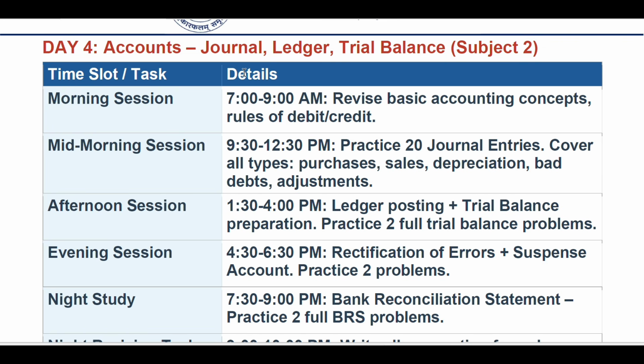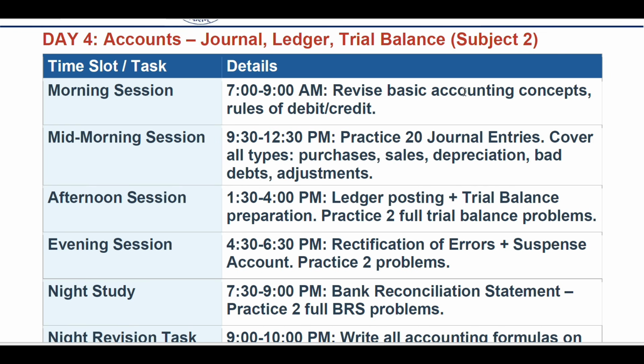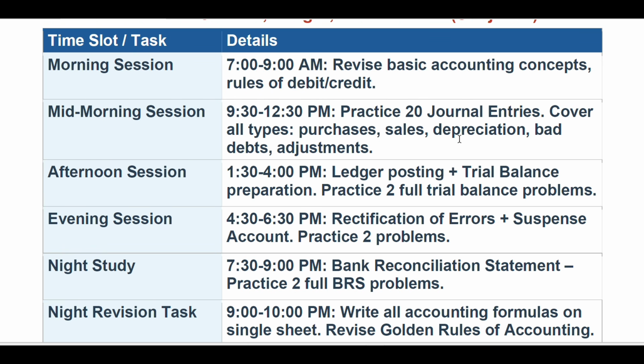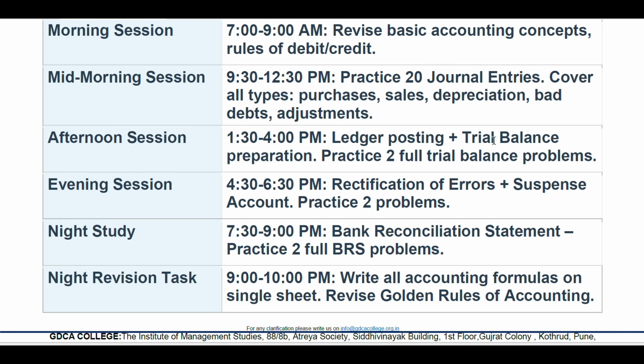And day 4 is accounts, journal and ledger, trial balance, subject 2. In the first half, revise basic accounting concepts, rules of debit and credit. Then next, practice 20 journal entries, covering all types: purchase, sales, depreciation, bad debts and adjustments. Next, ledger posting plus trial balance preparation, practice 2 full trial balance problems. In the next session, evening time, rectification of errors, suspense account, practice 2 problems from accounts actually.